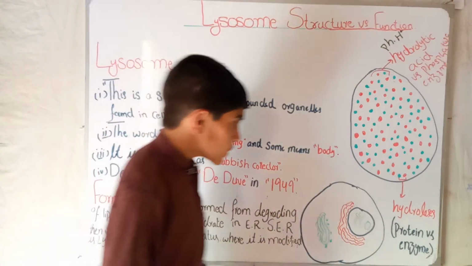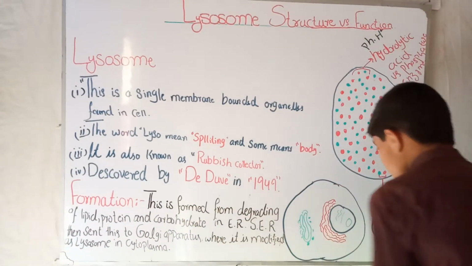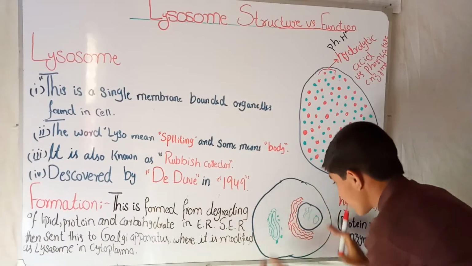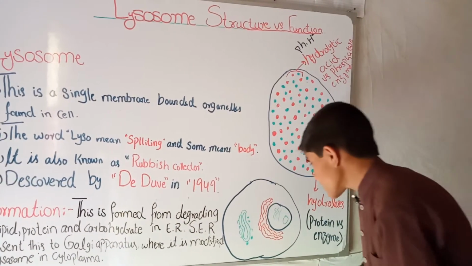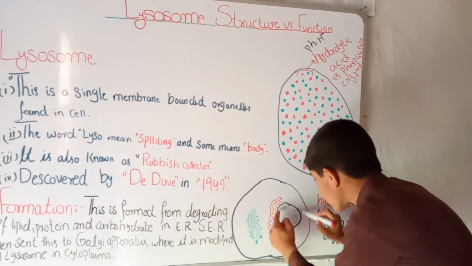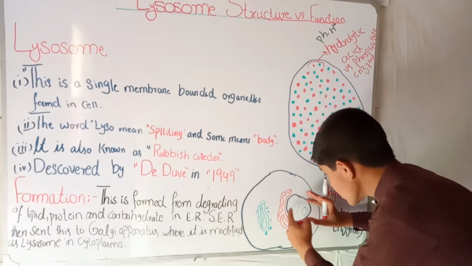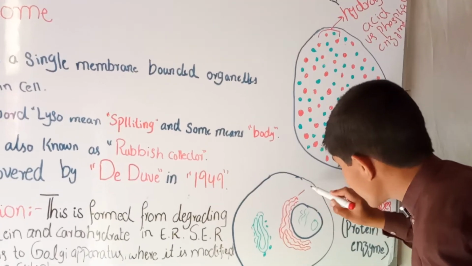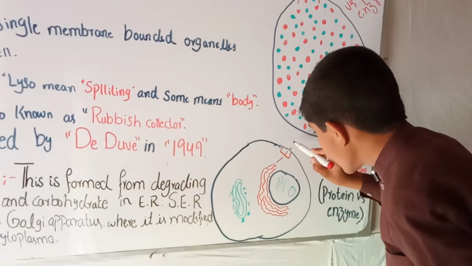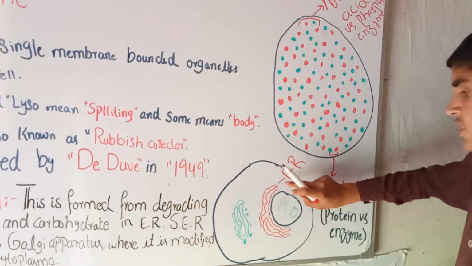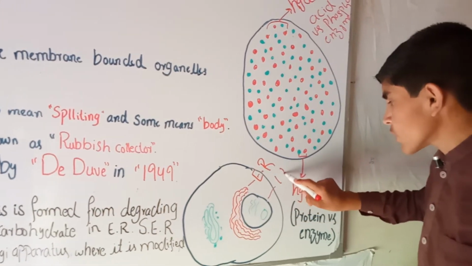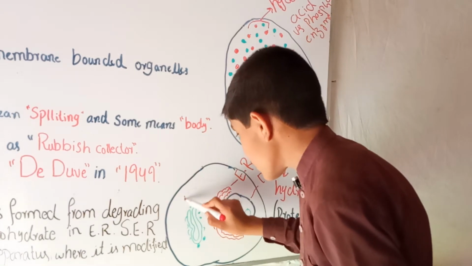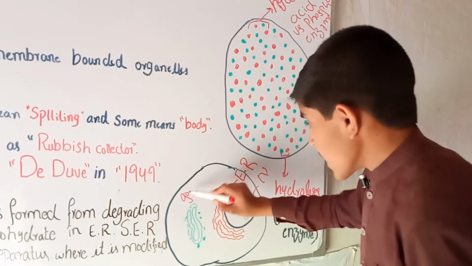Actually, I have mentioned this diagram here. You can see here, this is the diagram of a cell. In the cell, this part is the nucleus. You can see here, this is the nucleus. This is the endoplasmic reticulum. You can see here, this is the endoplasmic reticulum. This is the nucleus. Okay, and this portion is the Golgi. This is the Golgi.